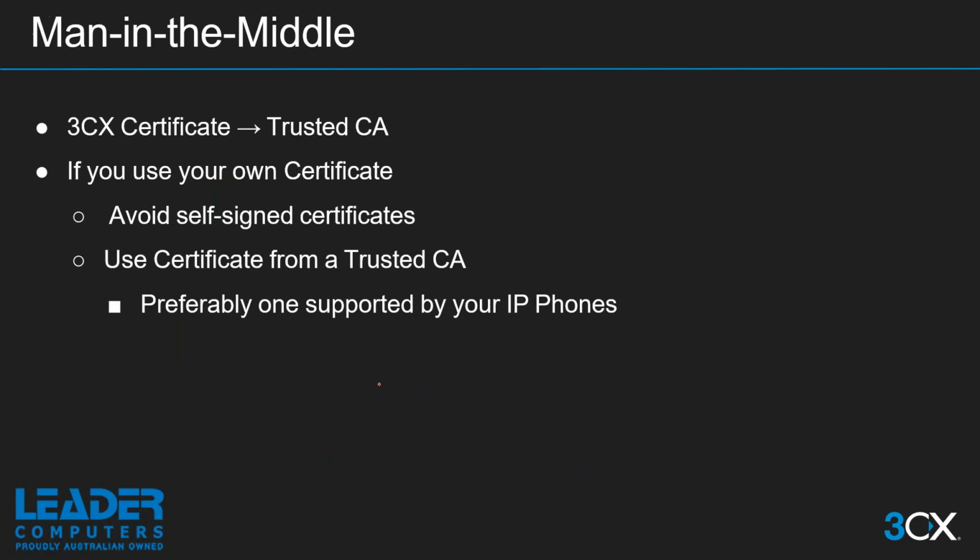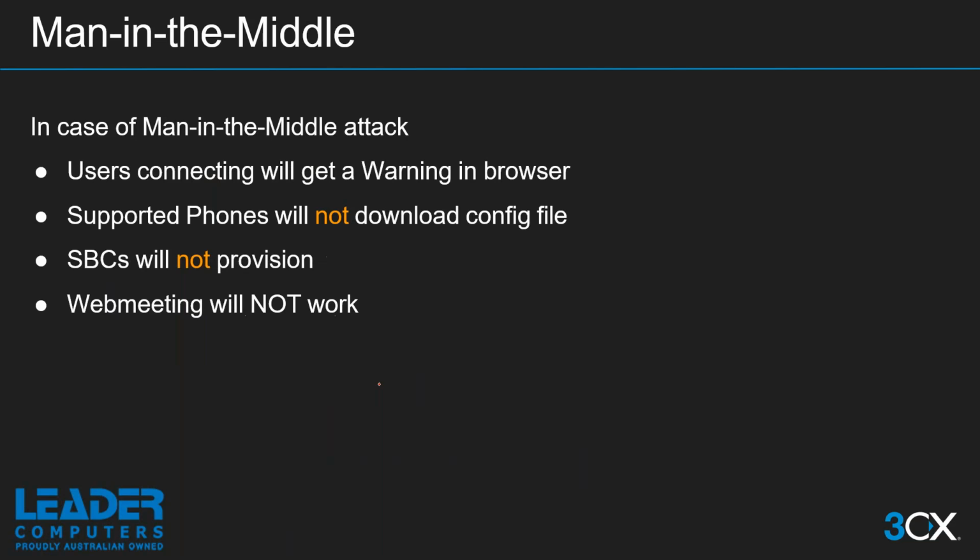Now man in the middle: basically the 3CX certificate or a trusted certificate. If you use your own certificate, avoid self-signed certificates. Use a certificate from a trusted CA, preferably one supported by your IP phones. Make sure you don't use any third-party or unsupported ones. In case of a man-in-the-middle attack, the user connecting will get a warning in the browser. So that's an additional feature. Supported phones will not download the config file, SPCs will not provision, and web meeting will not work in this scenario.